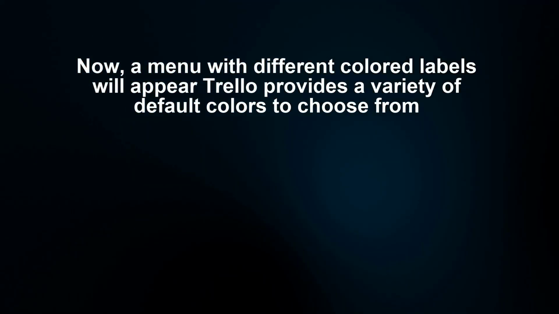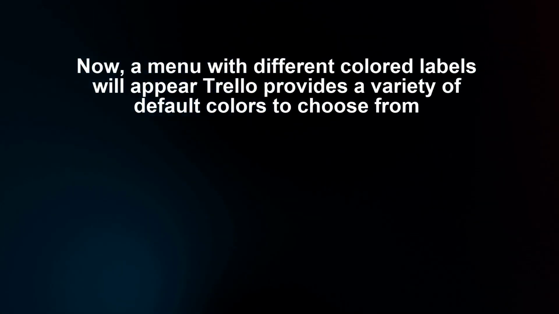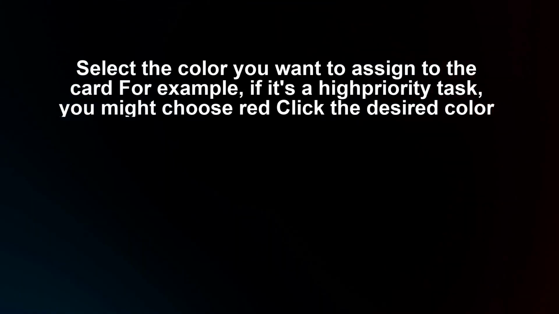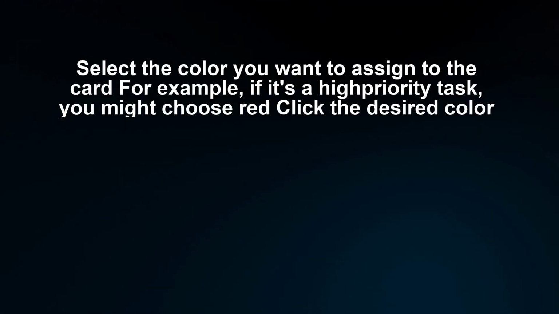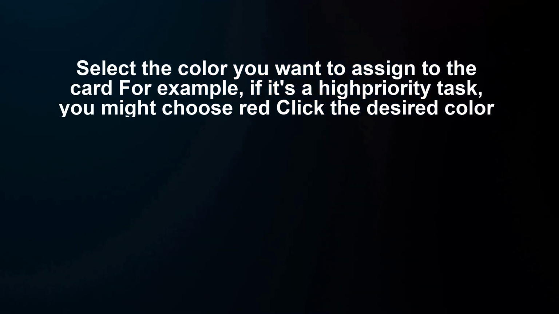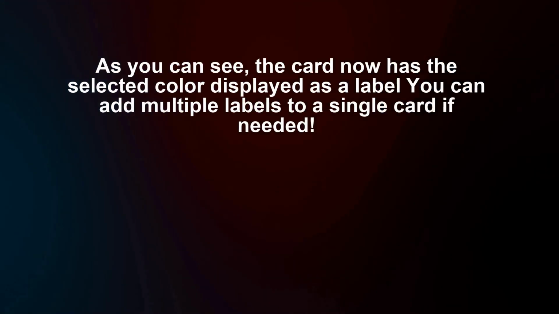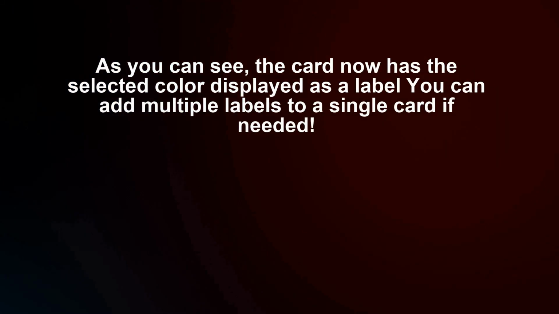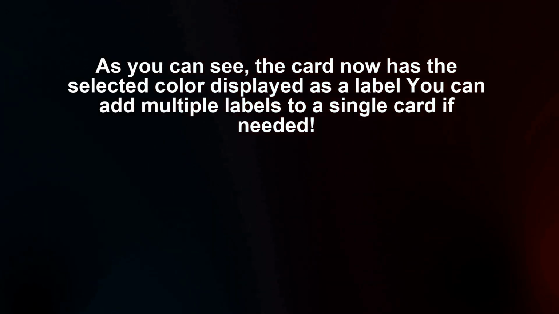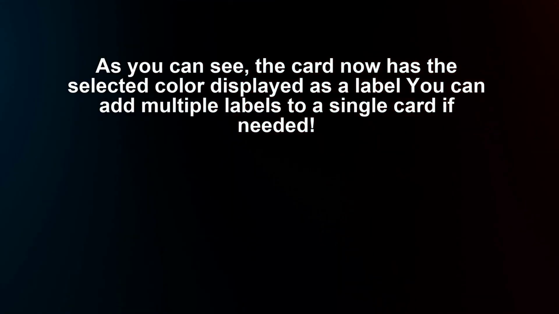Trello provides a variety of default colors to choose from. Select the color you want to assign to the card. For example, if it's a high priority task, you might choose red. Click the desired color. As you can see, the card now has the selected color displayed as a label. You can add multiple labels to a single card if needed.